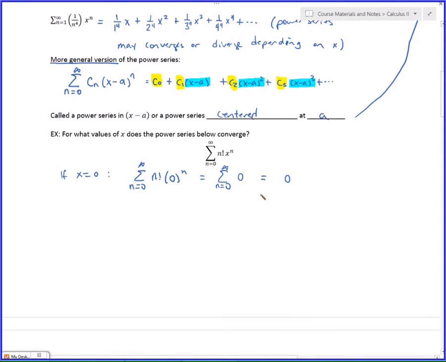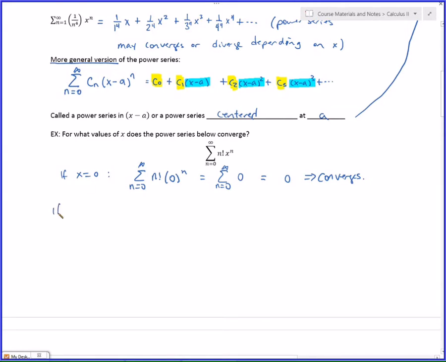Or a better way to say that is, if you look at the sequence of partial sums, take 0, and then add to that 0, you get 0. And then add to that another 0, you get 0. What's happening? You're staying at 0, so you're converging to 0. So it converges. So the first thing you know is that it converges at the center. In this case, it converges at 0.